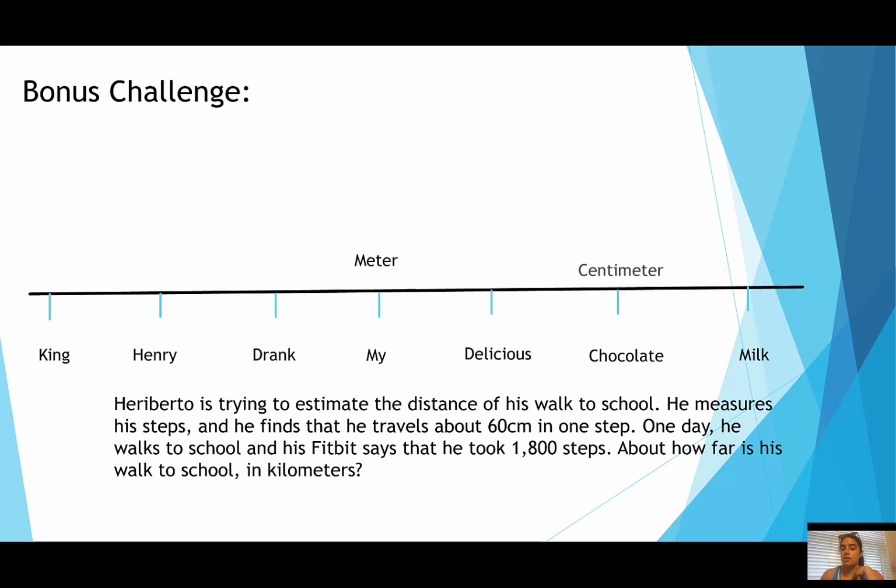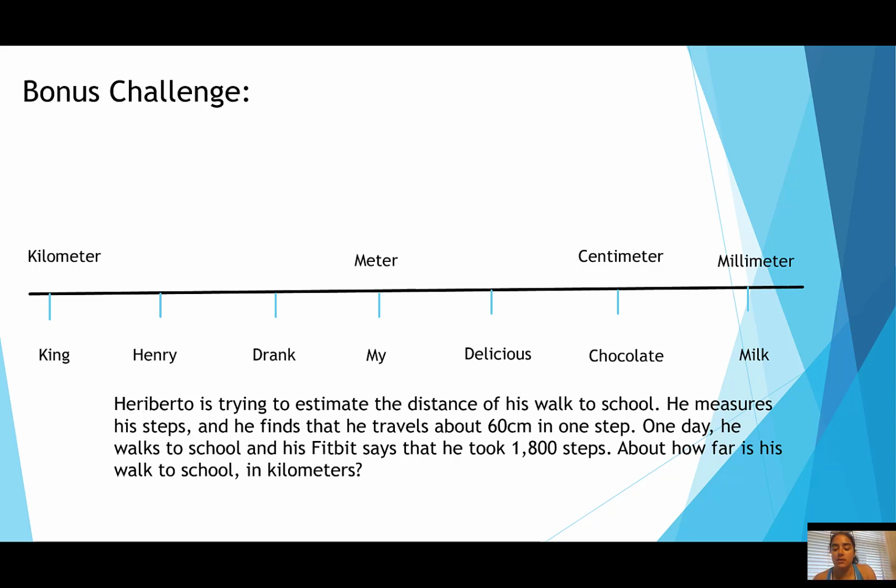All right, let's look at the bonus question that some people did. Remember, our King Henry chart is the same, and you should draw it out every time you're going to solve a problem. Heriberto is trying to estimate the distance of his walk to school. He measures his steps and finds that he travels about 60 centimeters in one step. One day he walks to school and his Fitbit says that he took 1,800 steps. About how far is the walk to school in kilometers?